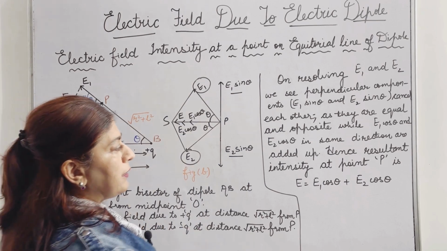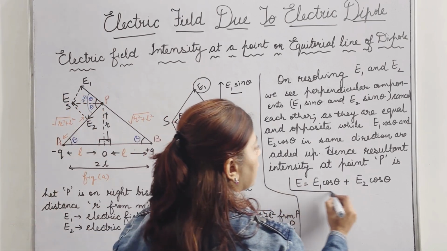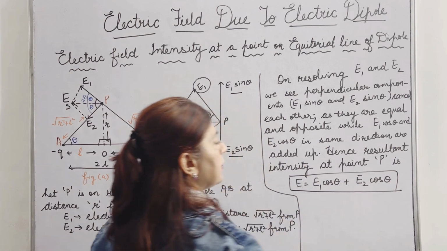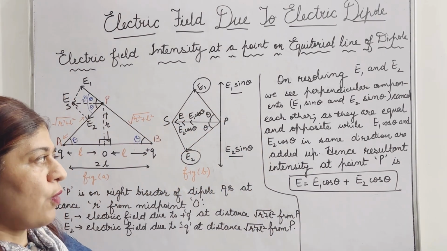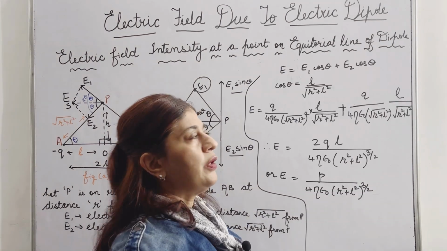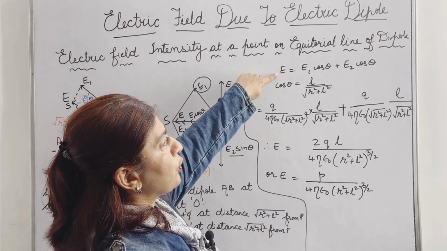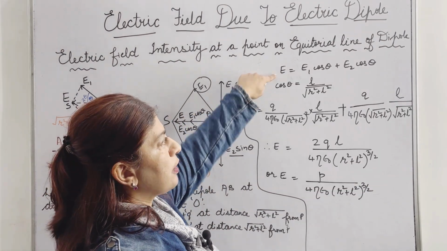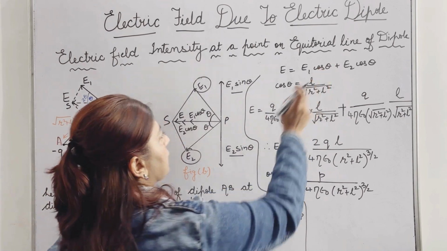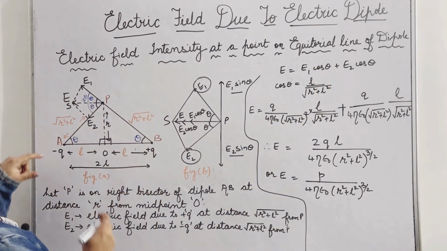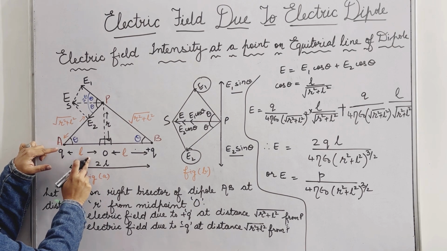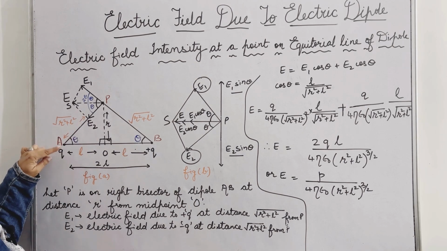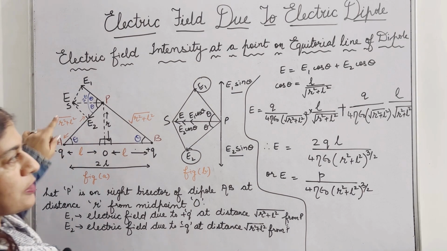So we will find the resultant intensity at point P, that is E, given by E1 cos theta plus E2 cos theta. Now, E is equal to E1 cos theta plus E2 cos theta. We'll put the value of cos theta. Look at the diagram. This angle in this triangle is theta. So cos theta is base upon hypotenuse, so L upon under root r square plus L square.